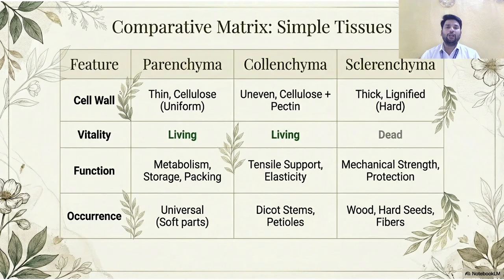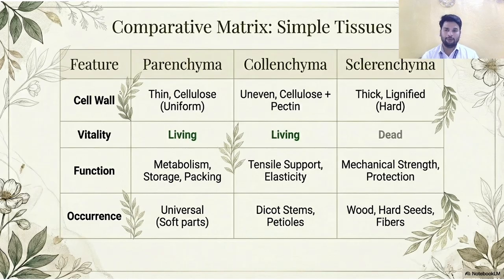Okay, now a comparative account between the different types of simple tissue that we discussed in the previous slides. Features include the cell wall: in parenchyma it is thin, with cellulose and a uniform structure. In collenchyma, it is uneven and composed mainly of cellulose and pectin. In sclerenchyma, the cell wall is thick and lignified, which is hard in nature.